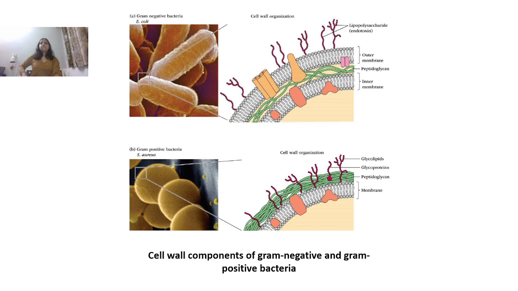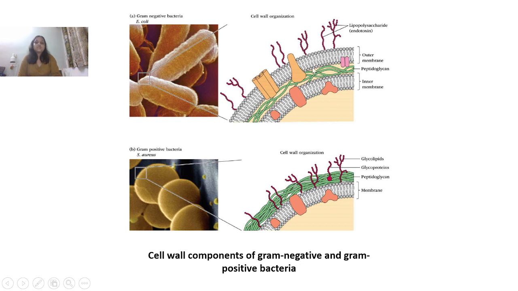We differentiate between these two types of bacteria via gram staining. Due to the presence of this thick peptidoglycan, the gram-positive bacteria can retain that stain, while in case of gram-negative bacteria, this peptidoglycan is much thinner and it cannot retain the stain. So, according to the staining property, we divide these bacteria into gram-negative as well as gram-positive.